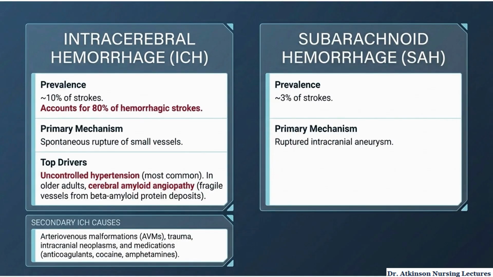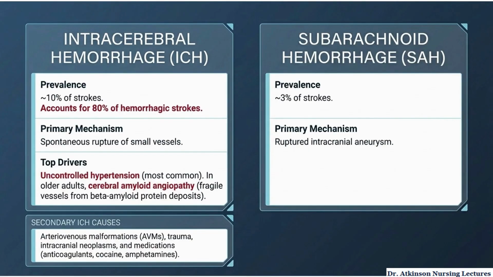First is intracerebral hemorrhage, or ICH. This is bleeding directly into the brain tissue itself, and it makes up the majority of hemorrhagic strokes. The biggest driver here is uncontrolled hypertension. Over time, those tiny cerebral vessels become damaged and eventually rupture. You can also see ICH associated with anticoagulants, AVMs, trauma, cocaine use, amphetamines, or cerebral amyloid angiopathy in older adults.